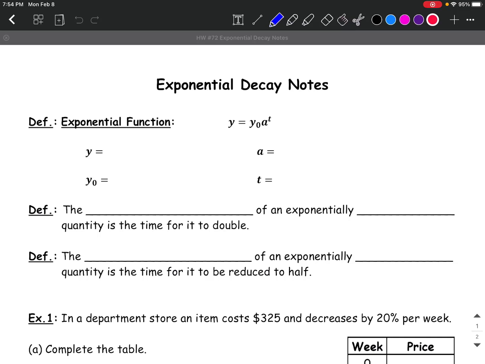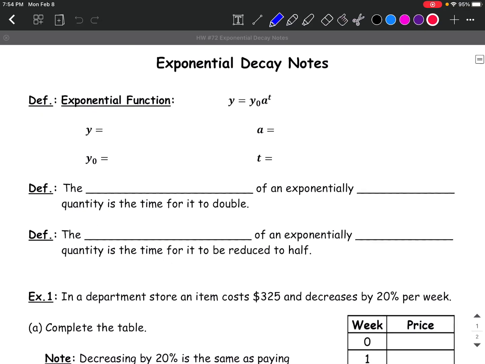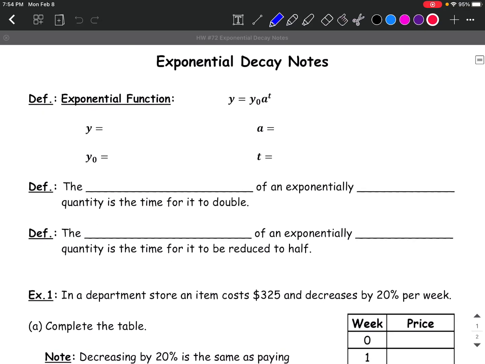Hi guys. Okay, so today we want to talk about exponential decay. Now before we get into some decay problems, let's make sure we're all on the same page, that we know the definition of an exponential function, the equation and what the variables mean, and then two terms that we want to make sure you're familiar with before we start some problems.